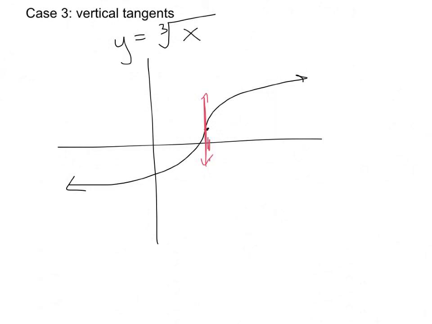So, in summary, there are three things that cause a function to not be differentiable. A discontinuity will always do it, a sharp point will always do it, and a vertical tangent will always do it. If you have any of those three things happening, your function will not be differentiable there. Anywhere else, it's fine, and it's differentiable.